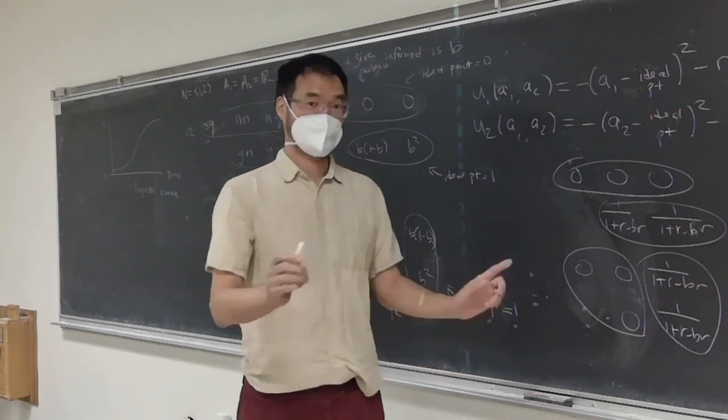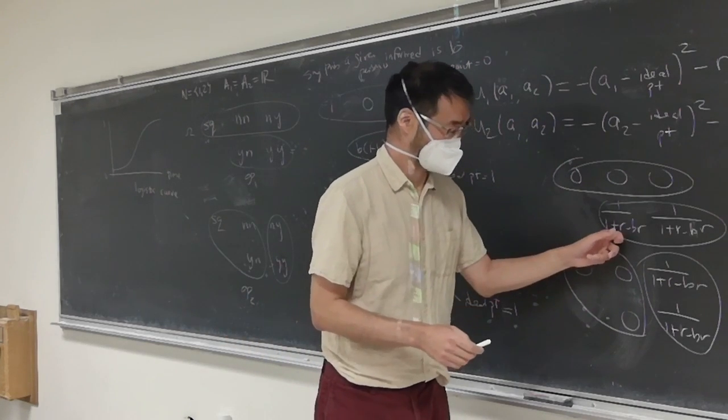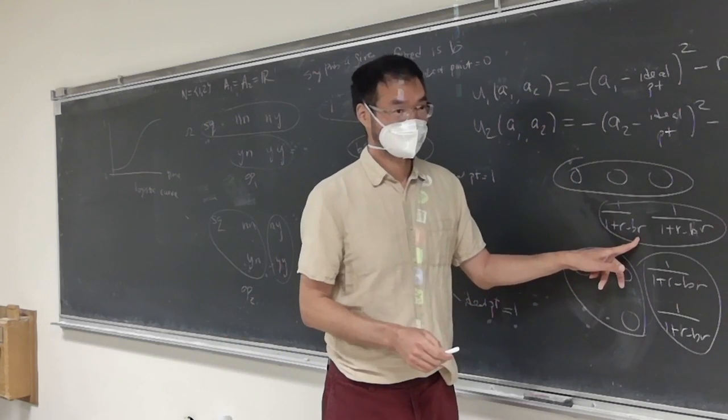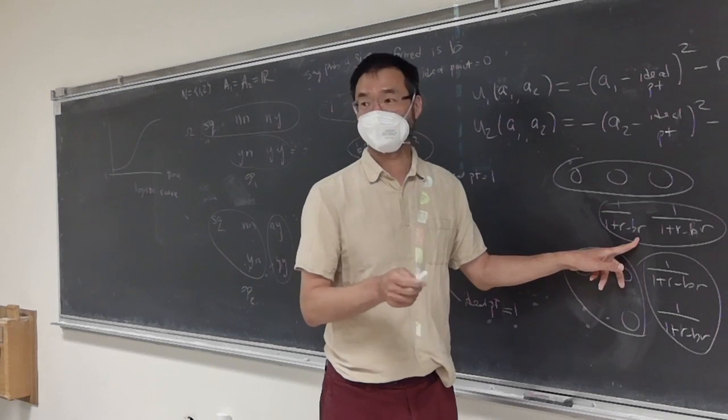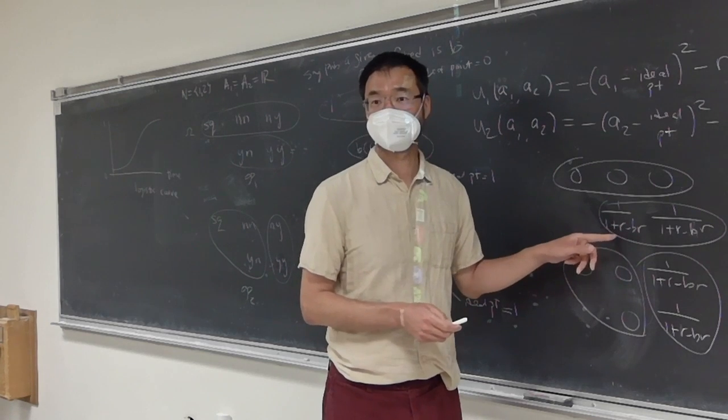Okay. All right. Now let's think. If R is super large, like 100, and B is kind of not too close to 1, what does this number look like?